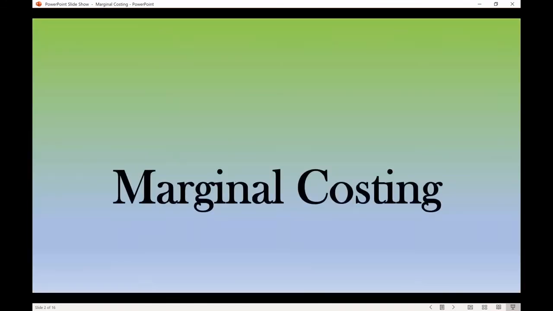Today we're looking at marginal costing, and just to give you some brief information on what marginal costing is. Marginal costing is an internal decision-making tool used by management, right? It has two main features. The first one being that it separates all costs into fixed and variable costs.